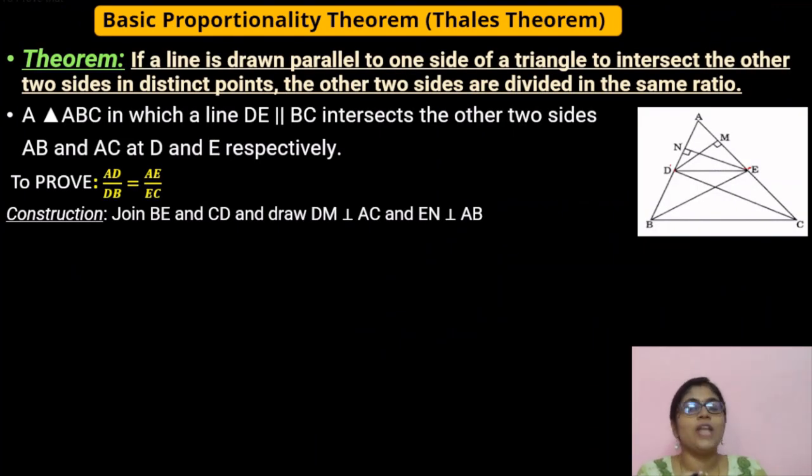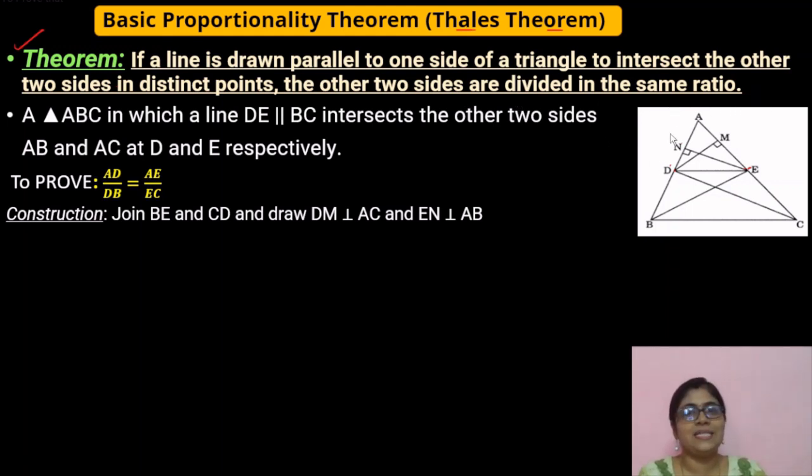Based on similarity, some theorems are there. The first one is our basic proportionality theorem, or we can say Thales theorem. What does the theorem state? If a line is drawn parallel to one side of a triangle to intersect the other two sides in distinct points, the other two sides are divided in the same ratio.